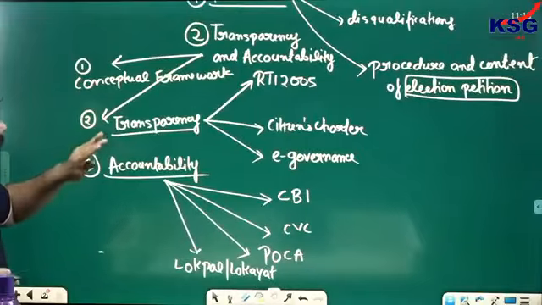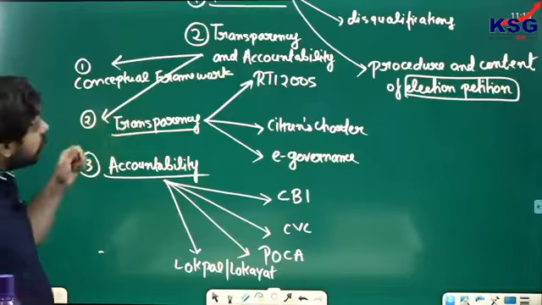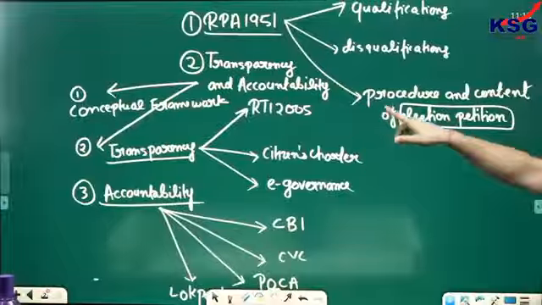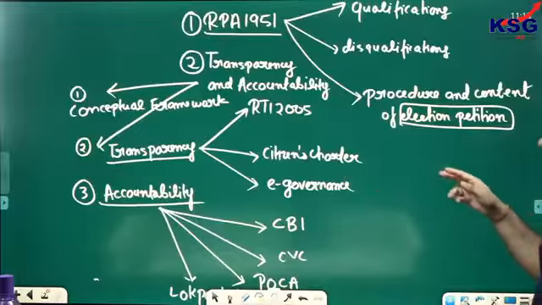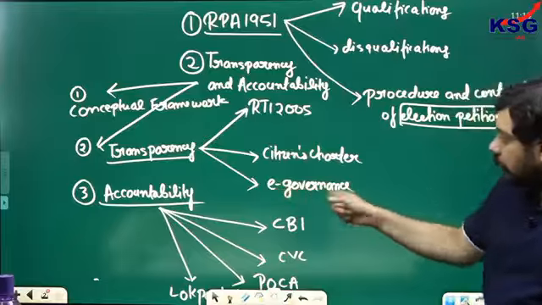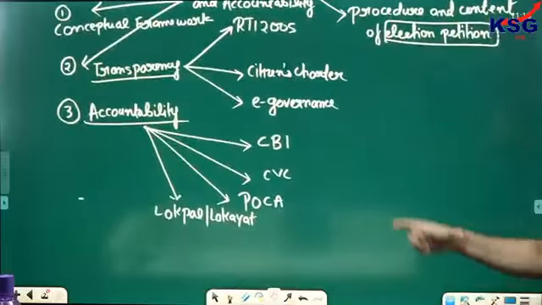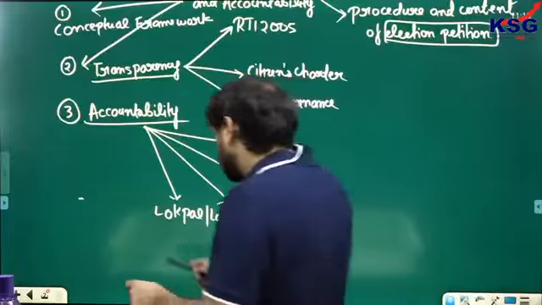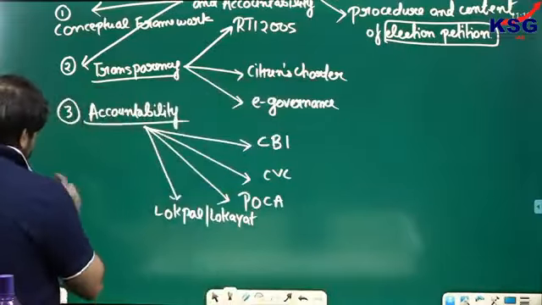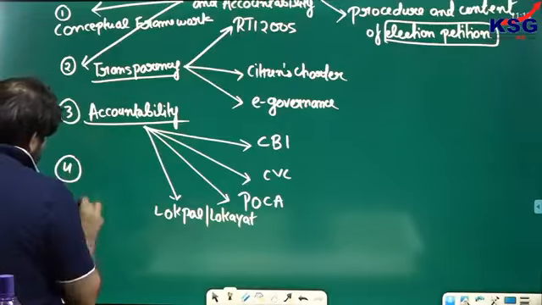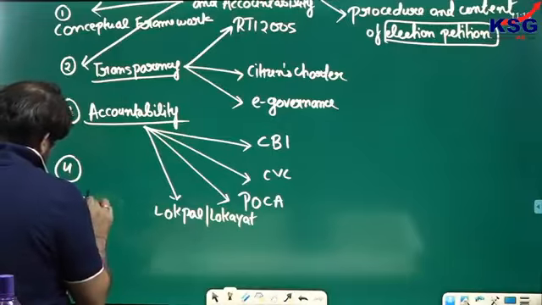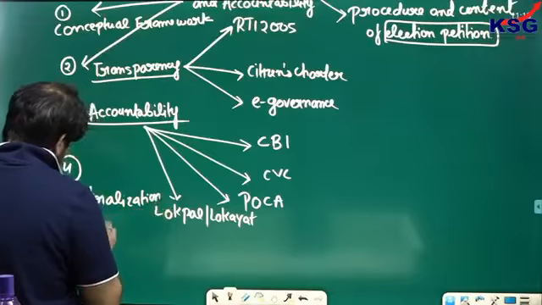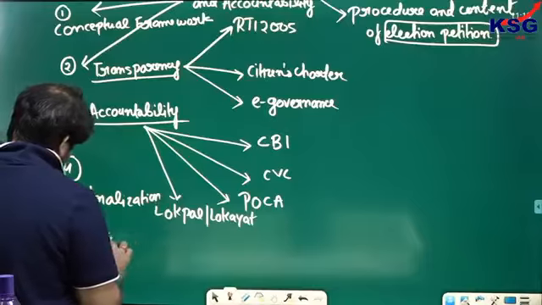First is conceptual framework. We'll take a look at transparency and we'll take a look at the questions which are coming in the conceptual framework. Then we can take a look at transparency, which is RTI, Citizens Charter, and e-governance. Then we could take a look at accountability, which will include CBI, CVC, Prevention of Corruption Act, and the Lokpal and the Lokayukta provisions in the Indian statutes. Then we can take a look at centralization versus decentralization debate.